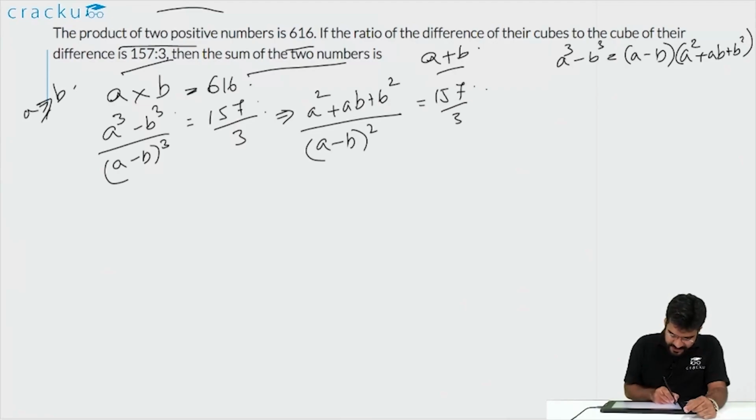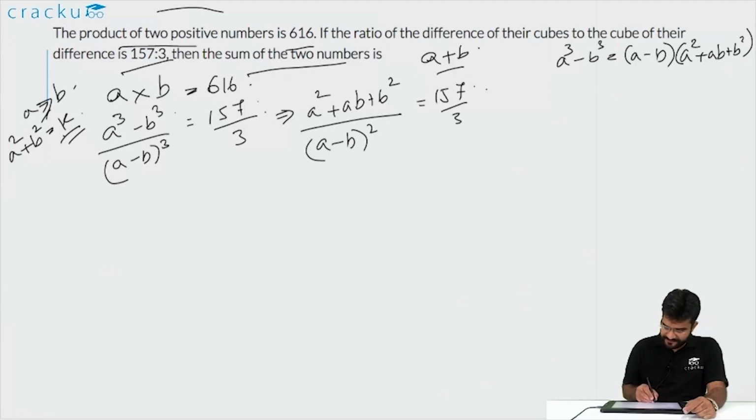Now let us assume that a square plus b square is equal to k. Why are we assuming this? It will just simplify the simplification. It will make it easier. Second, we will try to find the value of k, because once we know the value of k, we know the product of ab. So if we add k plus 2 into ab, we are going to get a plus b whole square, and then we can try to find the value of a plus b.